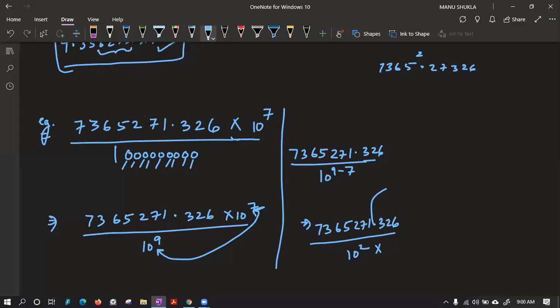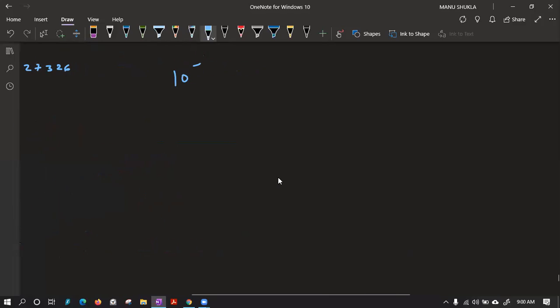Sir, why did you take 9 minus 7? Okay, Joel is asking why I did 9 minus 7. Joel, actually, you can take this 10 power 9 to the top also or the bottom also. Let me show you. We have 10 power 7 and 10 power 9. We have learned the concept that if the same base is dividing, powers will subtract. So you have 7 minus 9 in the numerator. It will become 10 power minus 2.